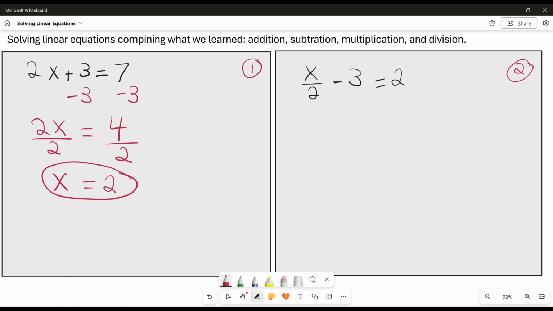Now let's look at the second equation. Again, you have two numbers and one variable. You want to combine like terms. That means bring your numbers together first. In this case, we have a negative 3, and the opposite of subtraction is addition. So we're going to add 3 to both sides, keeping that equation balanced.